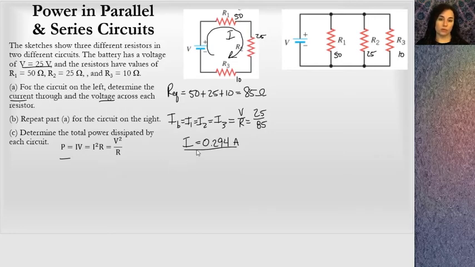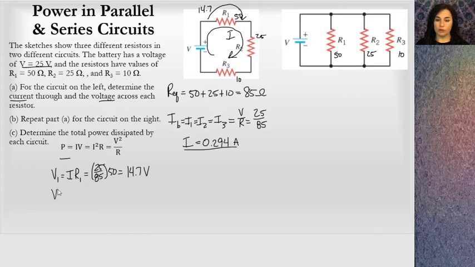We can easily find the voltage over all those resistors. I would say V1 equals IR1, so I would take that current, 25 over 85, and multiply by the resistor there, which is 50. So when you do that, you get 14.7 volts. Okay, so of that 25, I'm losing 14.7 here.